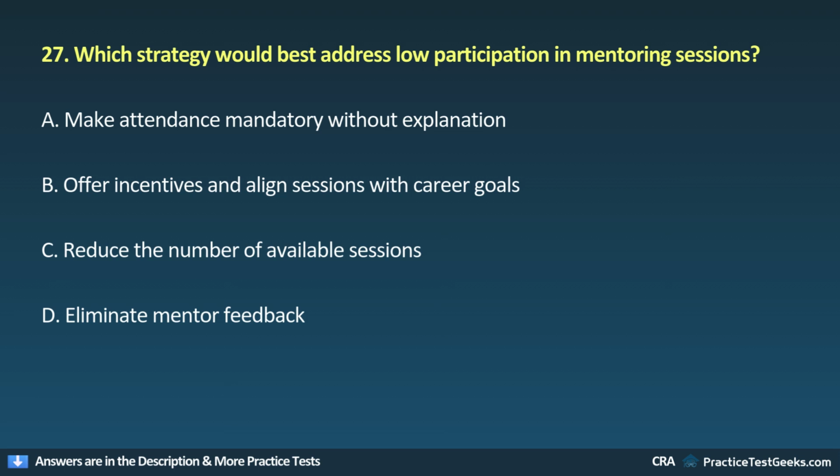27. Which strategy would best address low participation in mentoring sessions? A. Make attendance mandatory, without explanation. B. Offer incentives and align sessions with career goals. C. Reduce the number of available sessions. D. Eliminate mentor feedback.